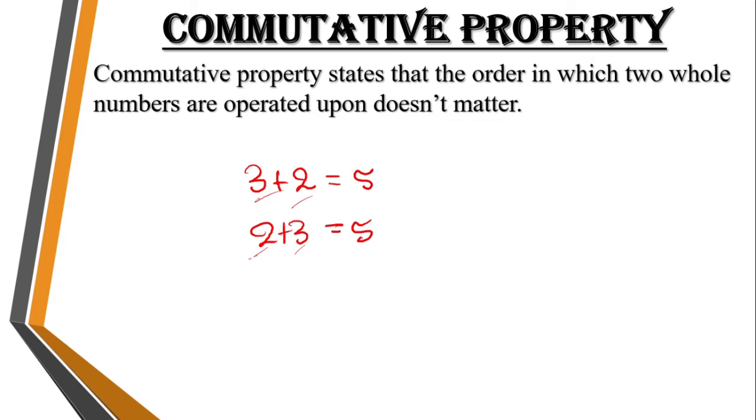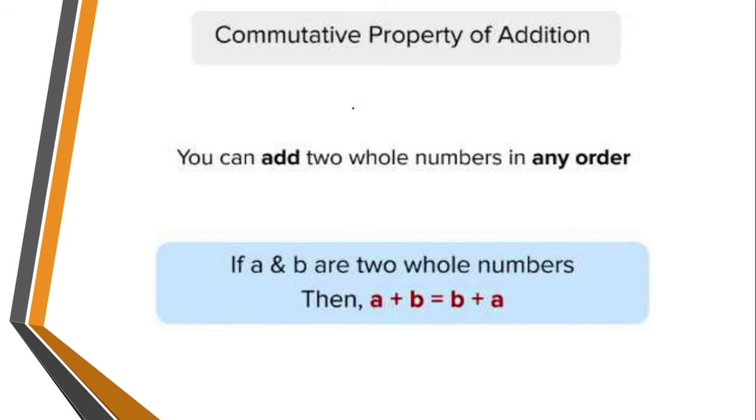So now let's see all the operations. Now we will see commutative property of addition. You can add two whole numbers in any order. So a plus b is equal to b plus a. Means if we take a as 6 and b as 7, what is 6 plus 7? 6 plus 7 is 13.